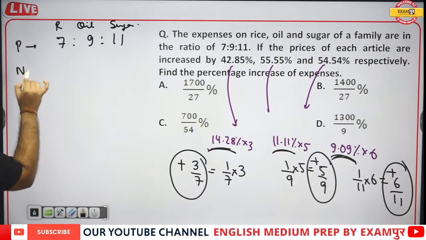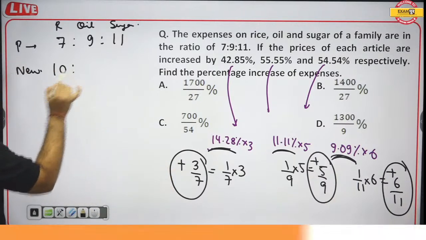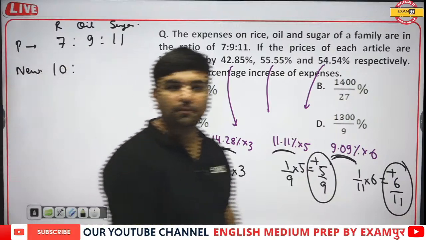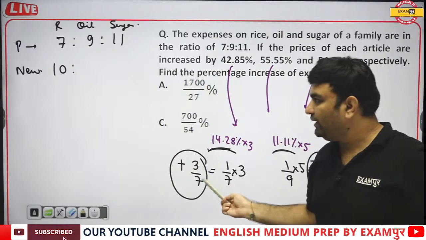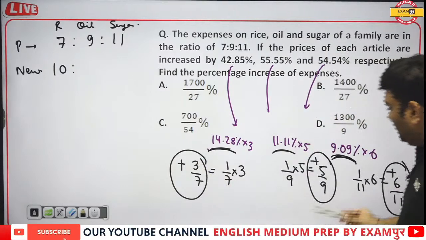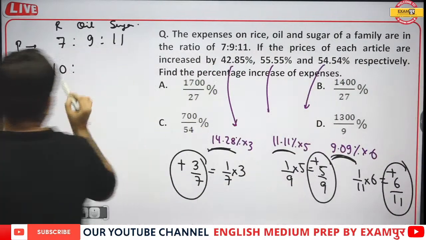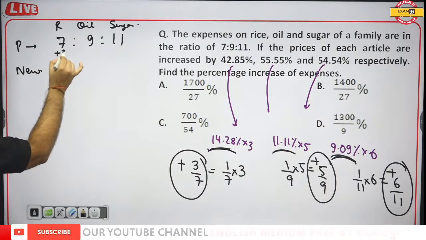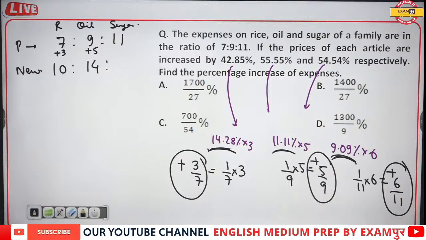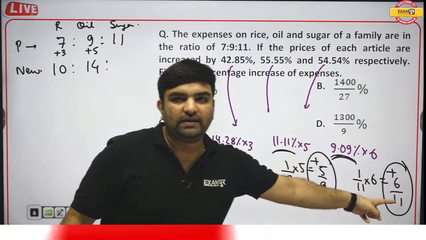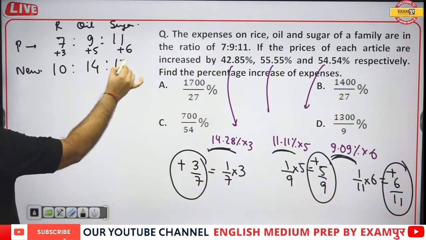So, new price will become 7 plus 3, 10. Because initially it was 7 and there is an increment of 3 over 7. Okay. In the second, there is an increment of 5 over 9. So you will say, sir, 9 plus 5, 14. In the third, there is an increment of 6 over 11. So 11 is original, 11 plus 6, 17.